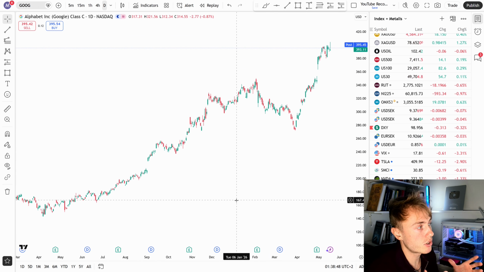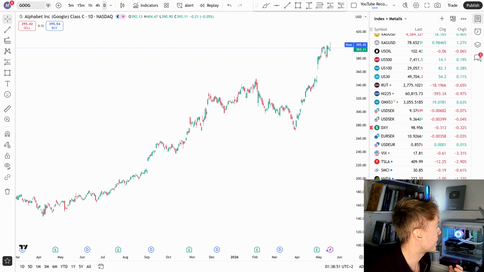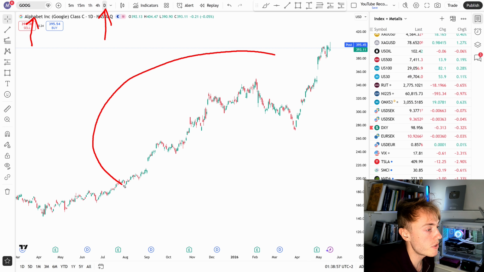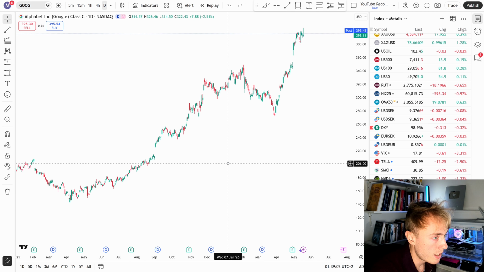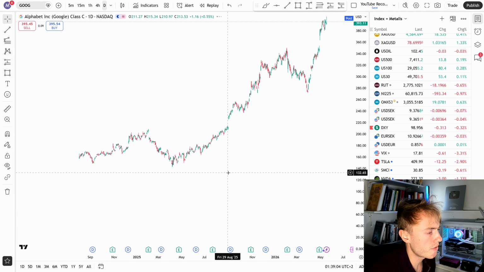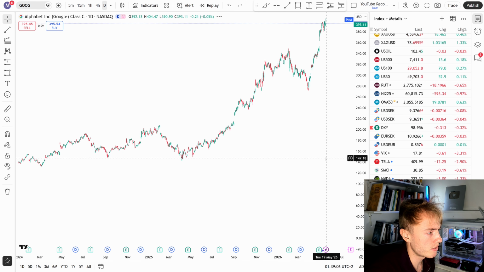So right now we are on Google on a daily time frame. As you can see right here, we are on Alphabet Google, and you can see that we are on a daily time frame. So every single candlestick on this chart represents 1 day. And here, let's see if we can find any valid counts. So first of all, this chart is very interesting.